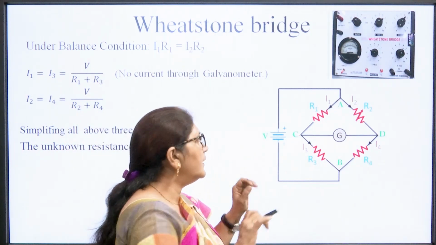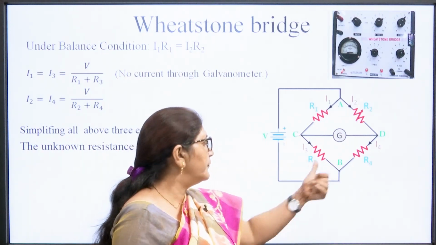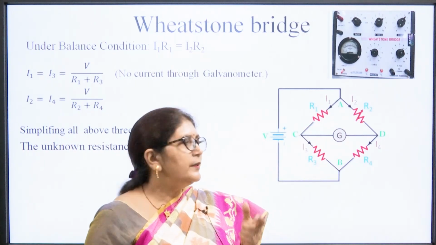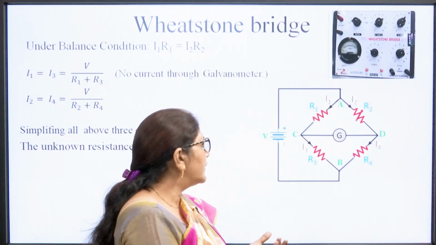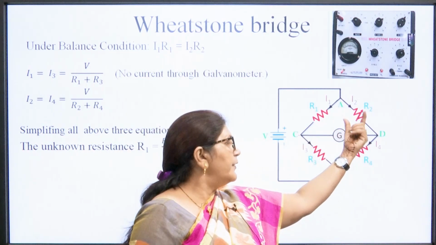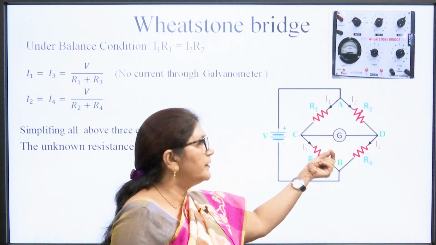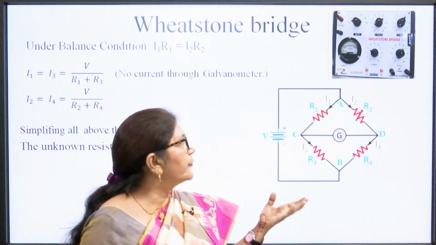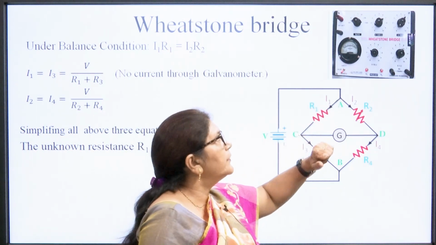So, here we want to balance the bridge first. For balancing the bridge, what we have to do, we are using one variable resistance, because when we put an unknown resistance R1, then the bridge is not in balanced condition, it means it is in unbalanced condition. Unbalanced condition means there is a current flowing through the galvanometer. So, we will adjust by varying this R2 resistance, so that this galvanometer will show 0. This type of instrument is available in the laboratory.